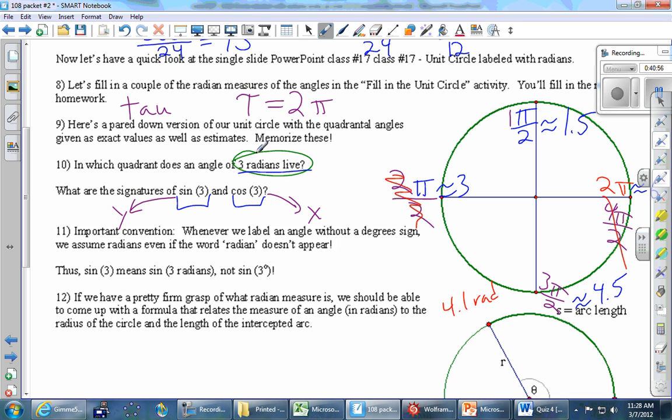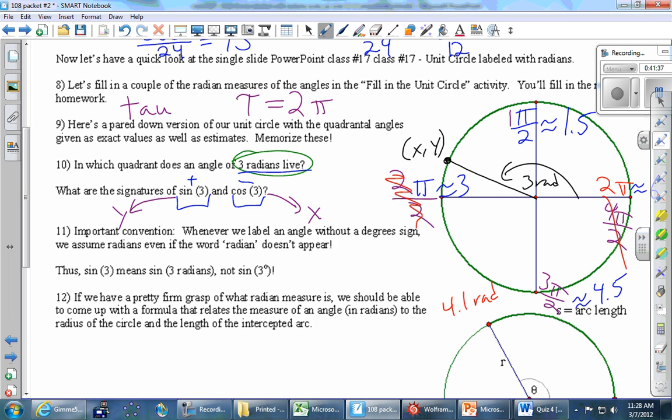We have decided that 3 radians is someplace up here. It's actually quite close to due left. So we'll say 3 radians is there. And you are thinking about the x and the y at that spot right there. If we're doing sine of 3, that's the y. Is that a positive y or a negative y? Positive y, because we went up. So the signature of sine of 3 is positive. Cosine of 3 is the x. Is that a positive or negative x at that point? That's a negative. So the signature of cosine of 3 is negative.